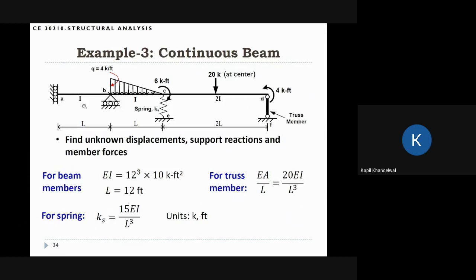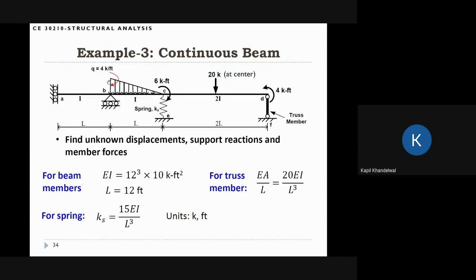Now you can see that it has multiple spans. So this is a span AB and BC. At C, I have put a spring here. And there is a span CD. At the end of the span CD, I put a truss member here. So actually what I'm doing is I'm trying to mix the concept of trusses and springs with beams. So you can see how we can use all the ideas together that you have learned in one problem.